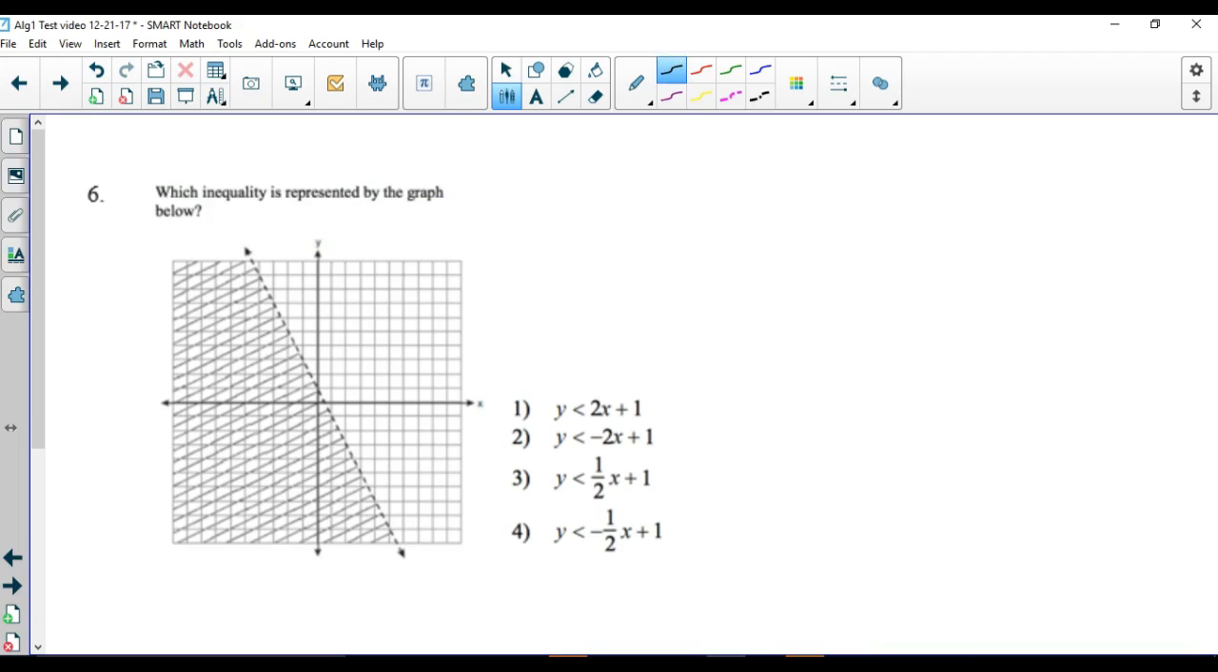The first thing I'm going to look at is which direction I am going. Am I going up or down? So I'm going to go to the line. I'm going to draw like this, and it's like I'm going down. So since I'm going down, my symbol has to be less than. They're all less than, so we didn't eliminate much.